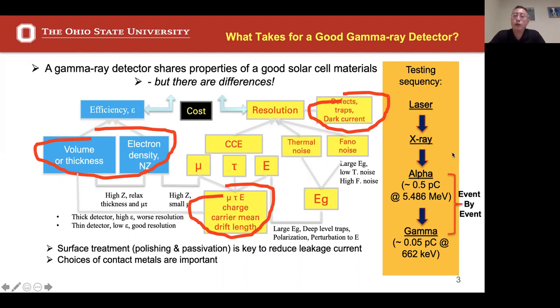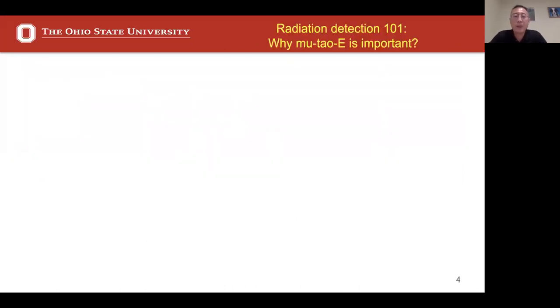Unlike laser and X-ray, where you can just look at the current response. So with gamma ray detection, take a typical 662 keV gamma ray from cesium-137. It only produces about 0.05 picocoulomb of charge. That's really a tiny amount. That's why we are talking about a low-level signal, and we have to really focus on improving the signal-to-noise ratio in order to convert this charge into voltage, and then do the analysis.